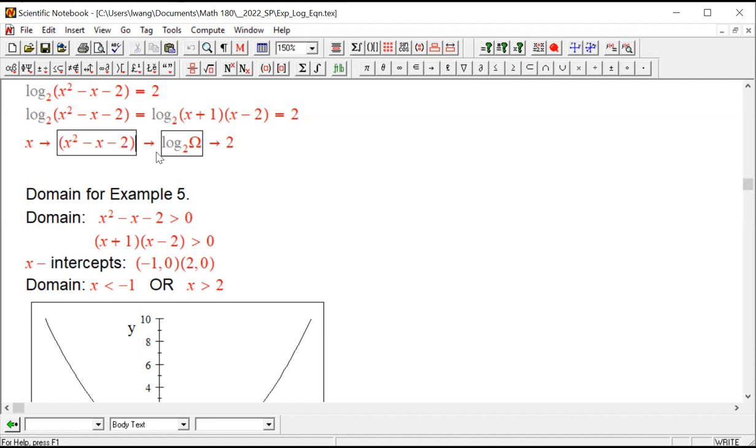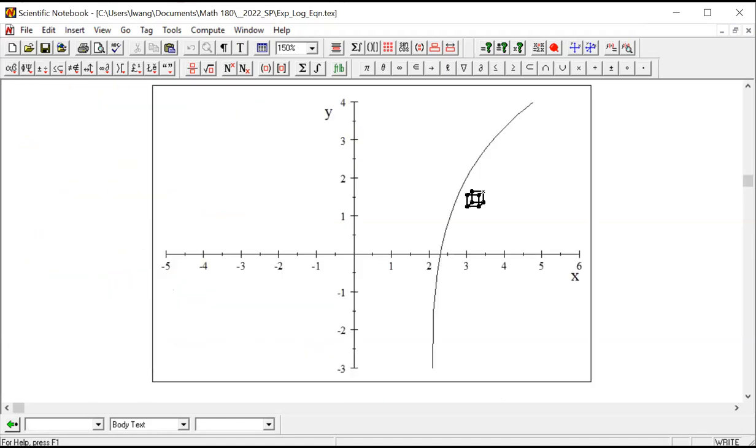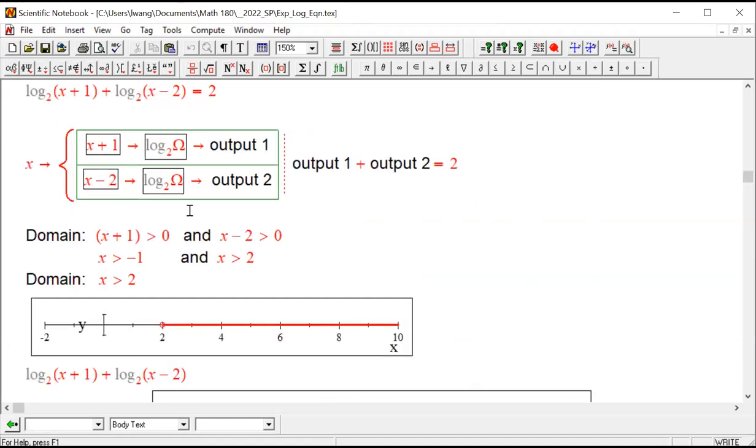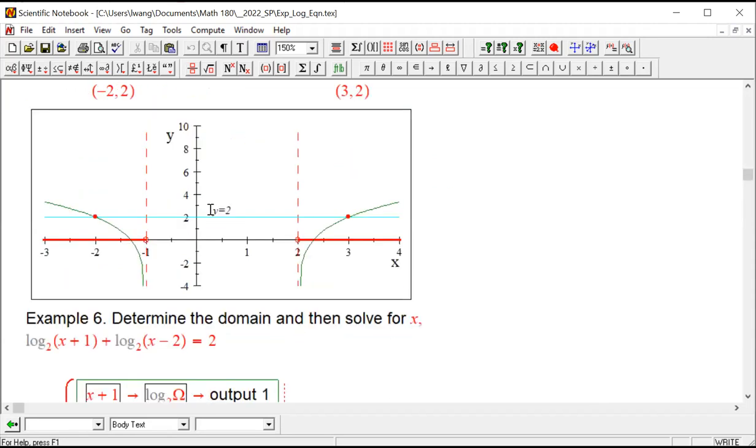So this piece, right? If you factor this piece, you have x plus 1 times x minus 2. If both are positive, you get a positive. If both are negative, you also get a positive. That's why we have two pieces of curve in example number 5. And for example number 6, you only have one piece.